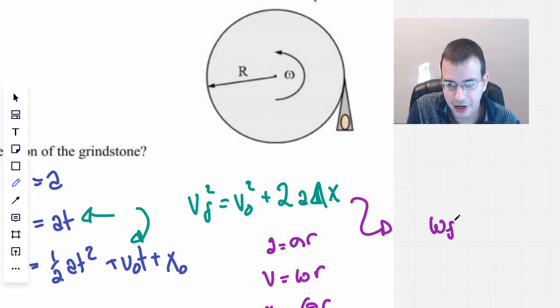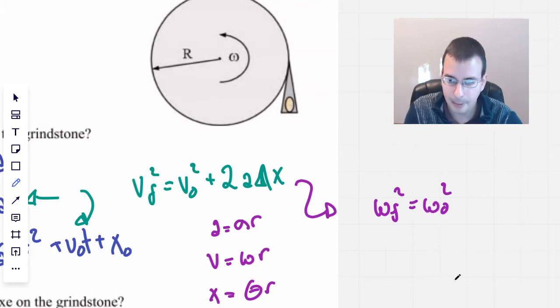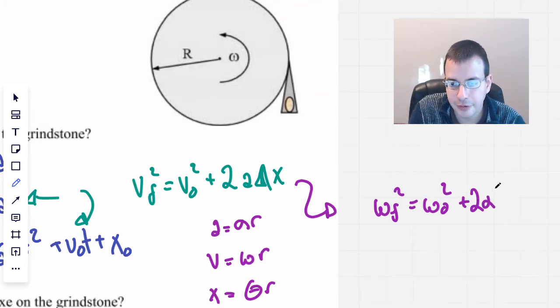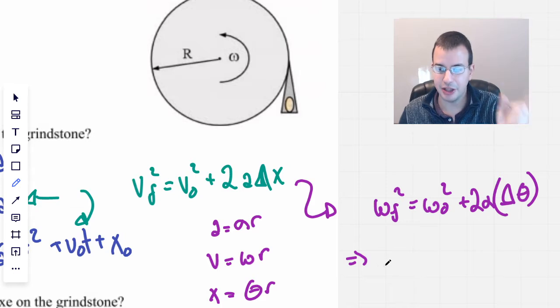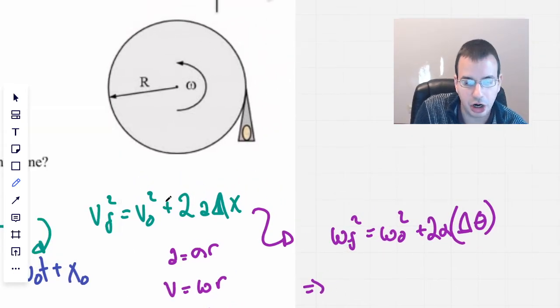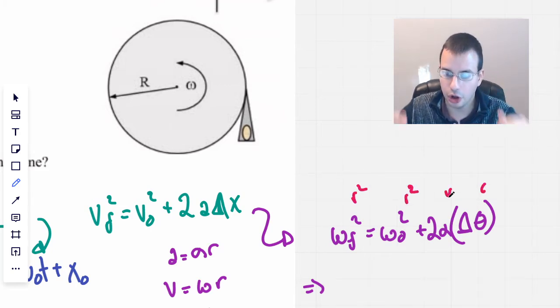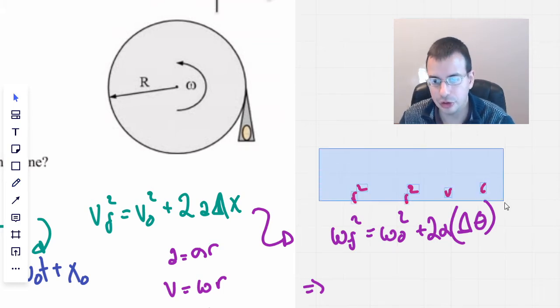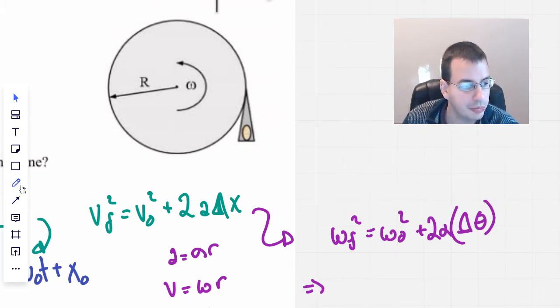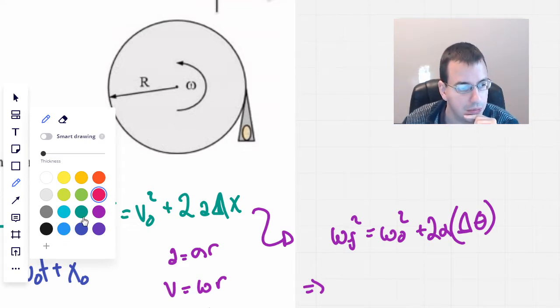We have omega final squared equals omega initial squared plus 2 alpha delta theta. Okay? And you can see that by writing it out and seeing that everything cancels. There's an r squared associated with each term. There's an r there, there's an r there. When all those r's are canceled, you're left with this equation. So pretty much you can take any kinematic equation and just substitute the linear for the angular.